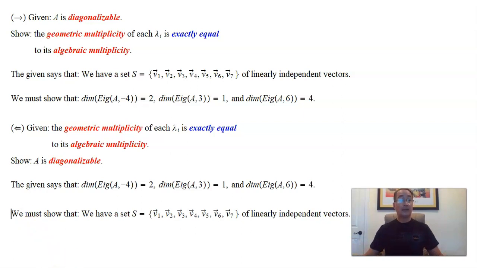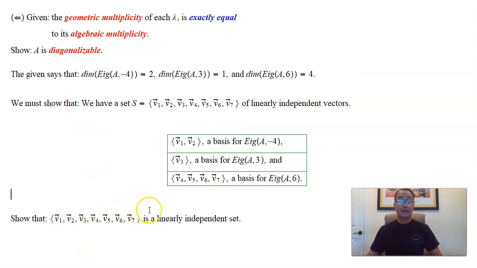Okay, so that is going to be our job in the backwards direction. So this is how the proof is going to work. We are told that these dimensions are exactly 2, 1, and 4. So therefore, the first eigenspace has a basis made of 2 vectors, 2 eigenvectors. So let's call them V1 and V2.